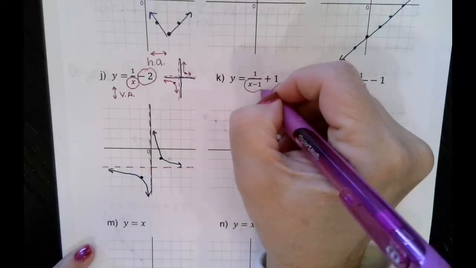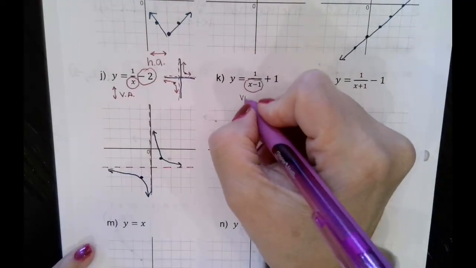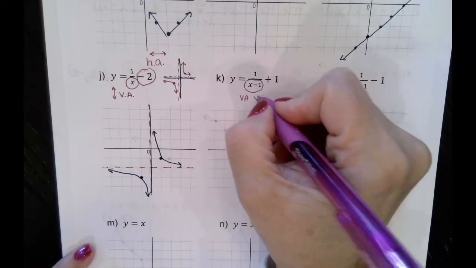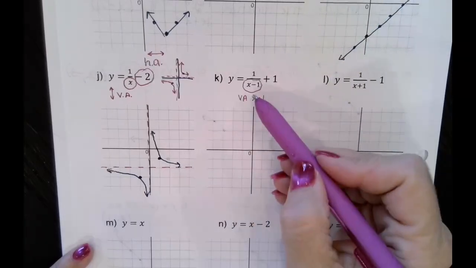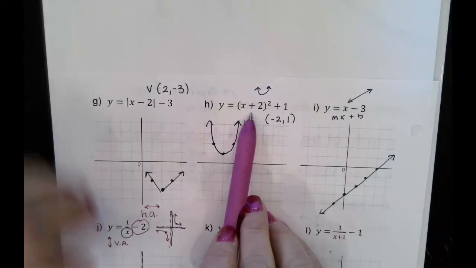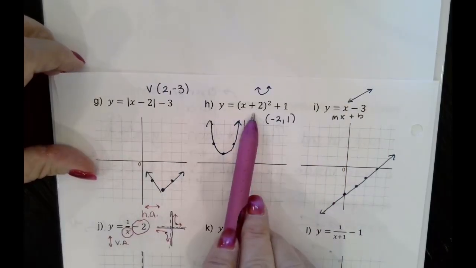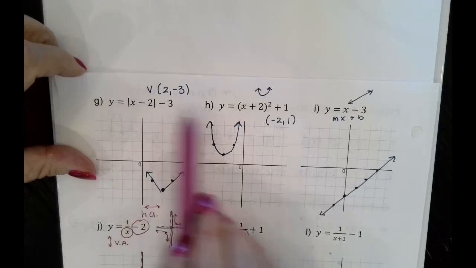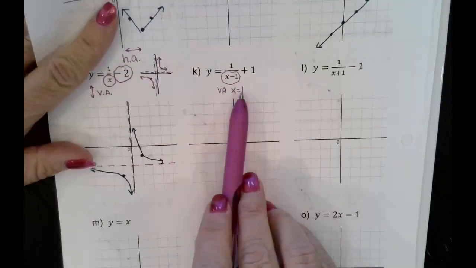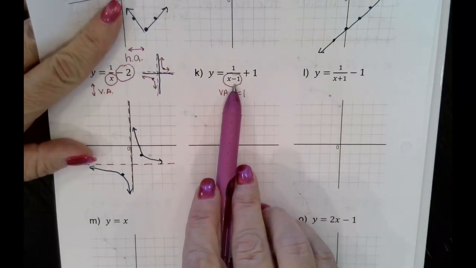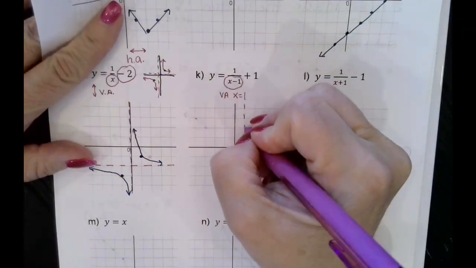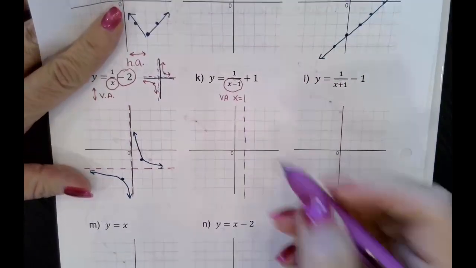Here, this again is my VA, and now my VA happens at x equals 1. So just like with everything else, when it's attached to the x, this is opposite of what we think. So we're going to move to the right 2, we're going to move to the left 2. Here, my VA happens at positive 1. So I have this vertical asymptote here at 1.